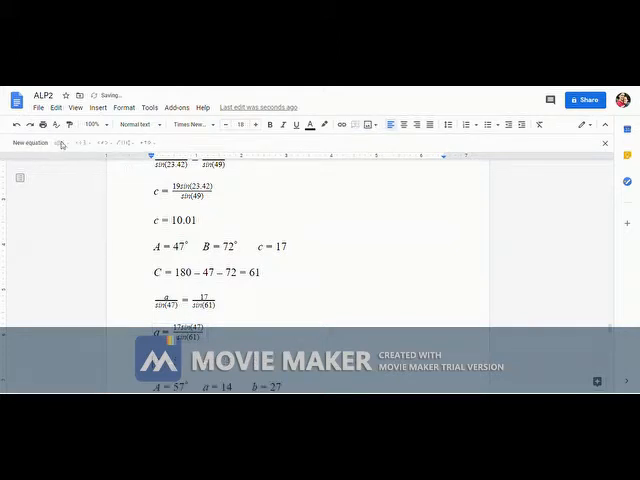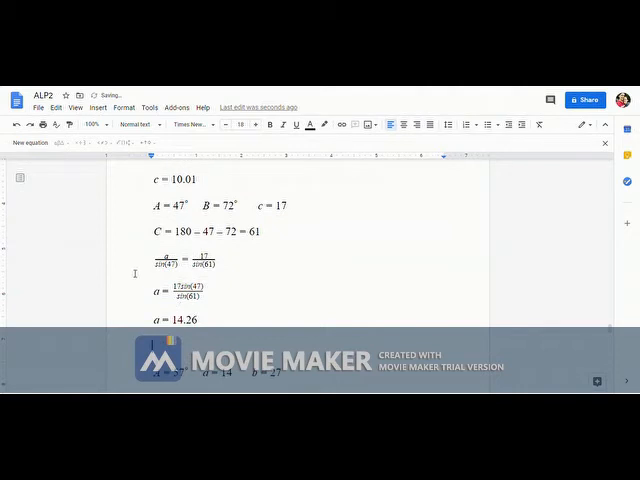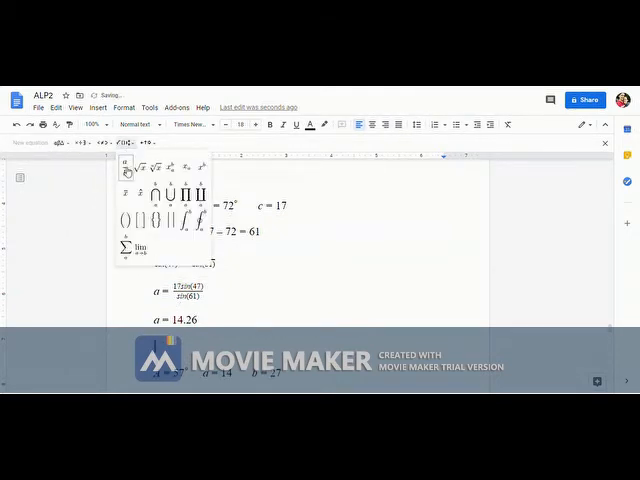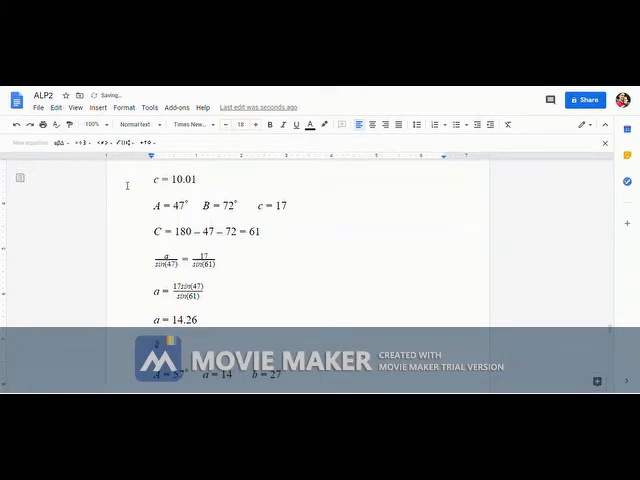Okay, we'll just use a calculator. And we get the side A equals 14.26. Alright, now we'll do the same for side B. So B over sine 72 equals 17 over sine 61.